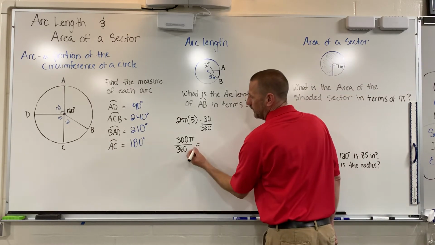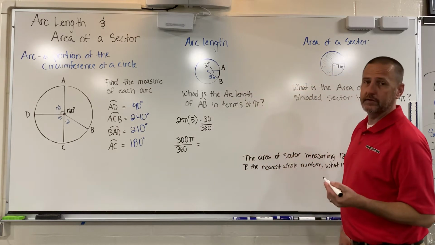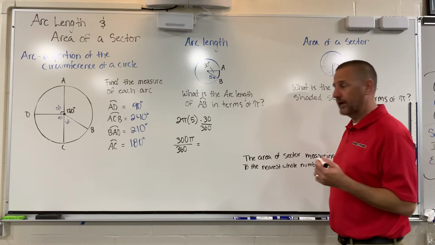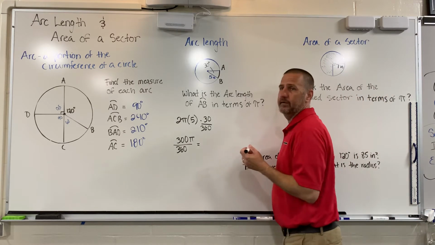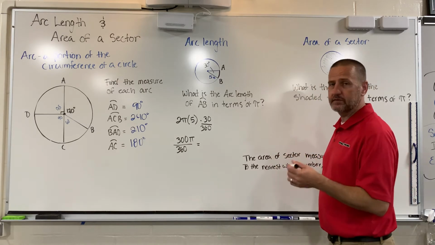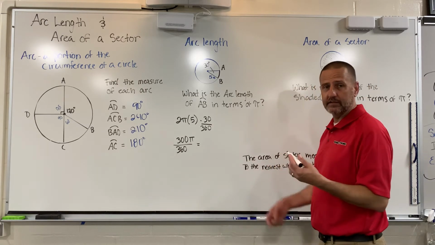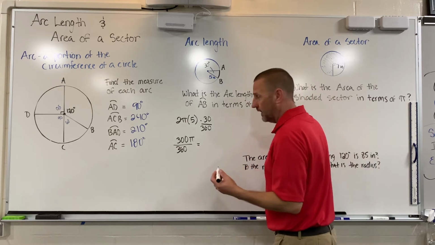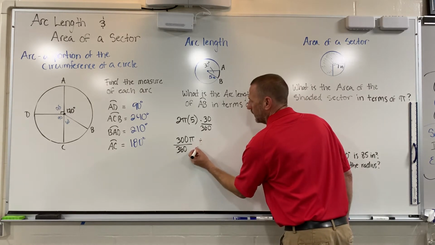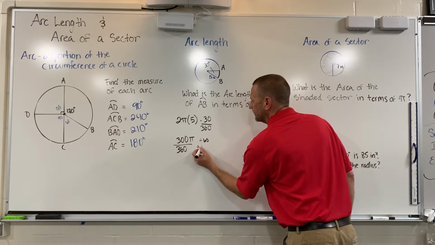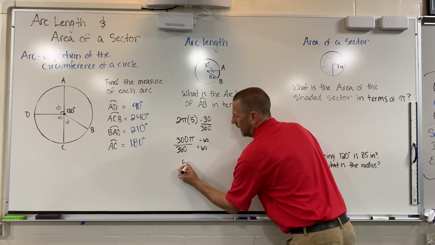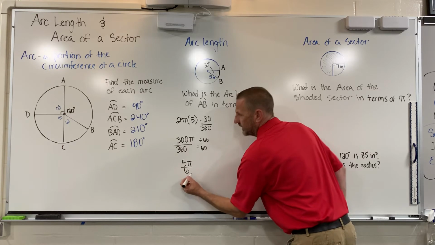So if I think about what number would go into 300 that also goes into 360, the largest number is 60, since they both divide by 60. That's going to take a little bit of trial and error on your end. You might have to start dividing by 2s, 10s, 5s, or whatever you can to get the number down. But if you divide both of those numbers by 60, your best answer in lowest terms would be 5 pi over 6.